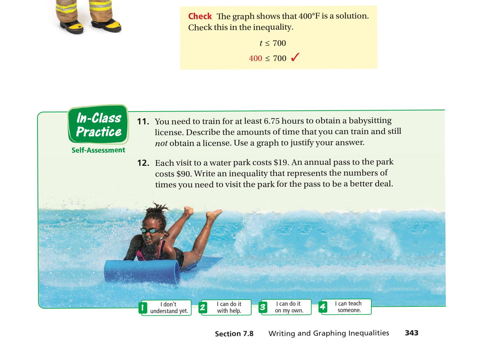Okay, so T is going to be representing my time that I need to be training for, okay? So I'm gonna use T, and I need to train for at least 6.75 hours. So that means that I can train more than that, but I need to train at least that.